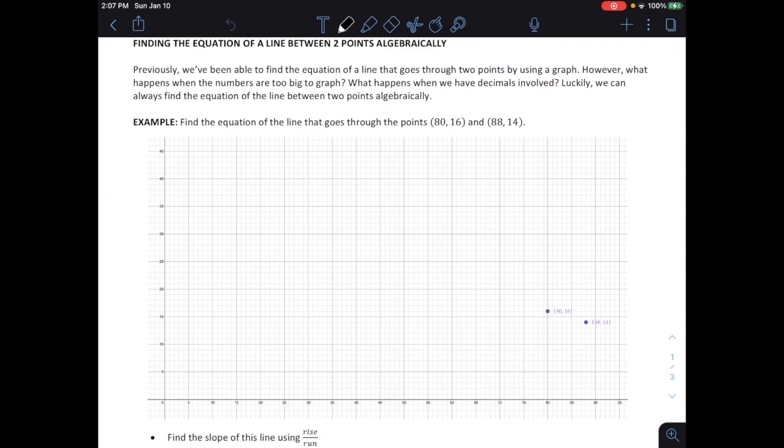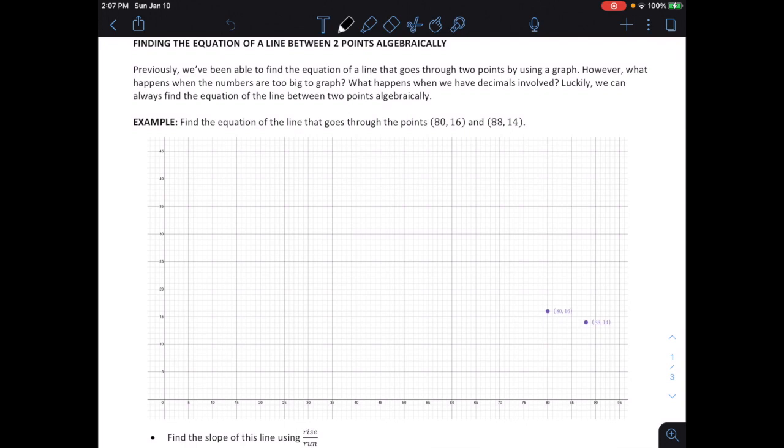Welcome back. The second lesson for this week is we're going to do the same thing that we did in the first lesson. However, we're not going to use the graph to do it. We are going to learn how to find the equation of a line between 2 points algebraically.